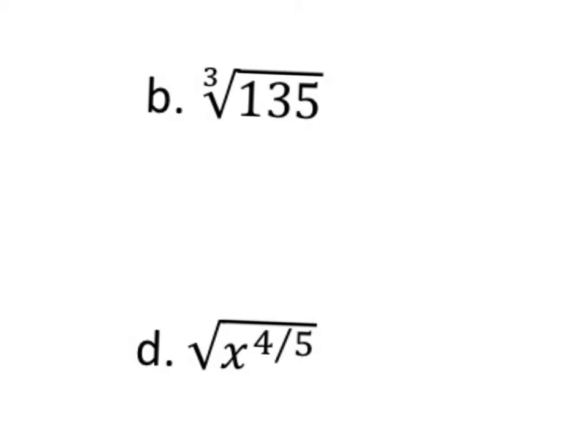Question B. The cube root of 135 is a decimal, so we actually have to split this into a perfect cube and a not perfect cube. So you're looking at your perfect cubes list and you're dividing by everything, and 135 is divisible by 27. It's 27 times 5. Cube root of 27 is 3, and the cube root of 5 is stuck.